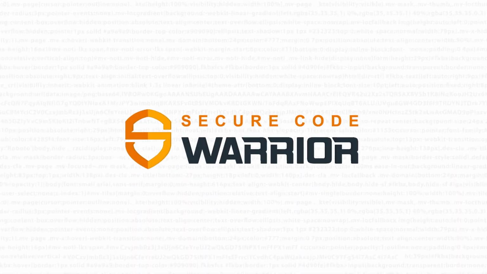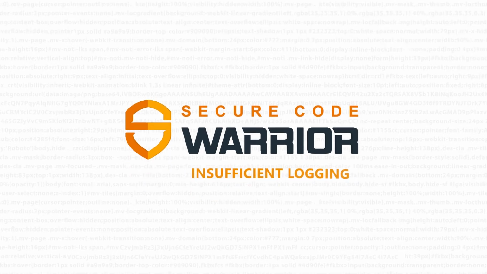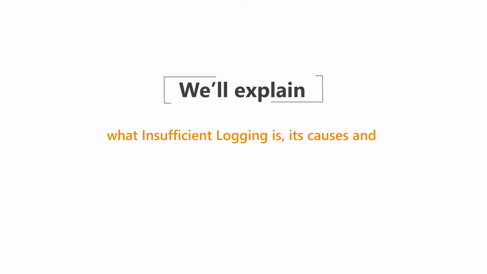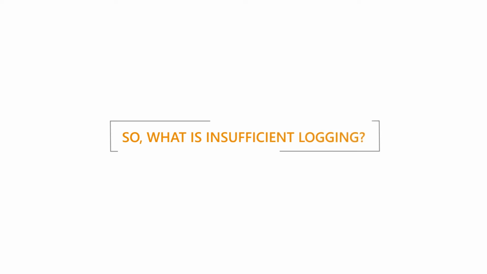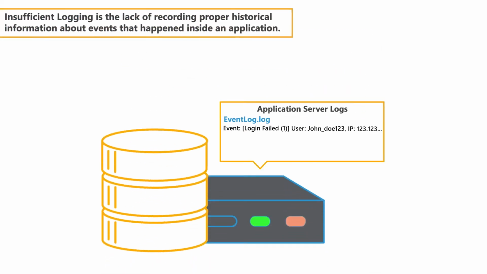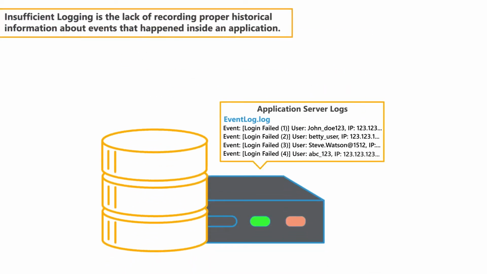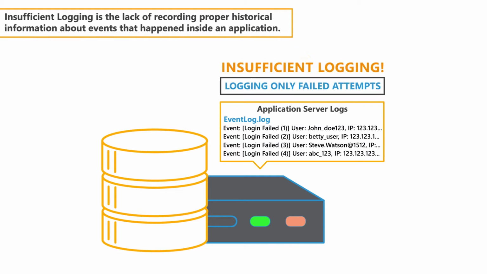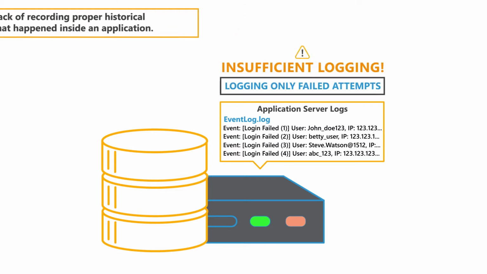In this module, we'll be looking at insufficient logging. We'll explain what insufficient logging is, its causes and preventions, and some potential hazards. So, what is insufficient logging? Insufficient logging is the lack of recording proper historical information about events that happened inside an application.